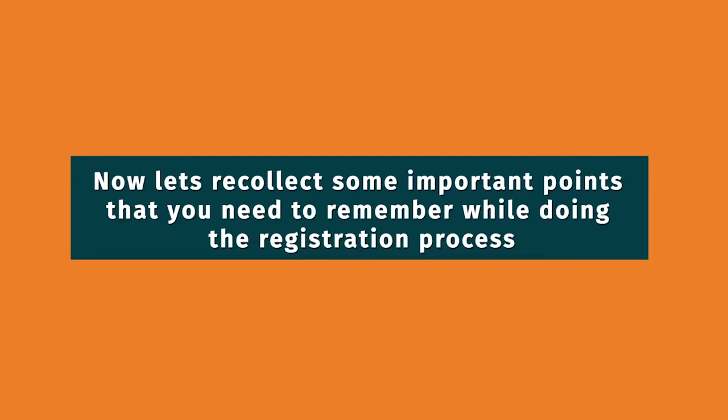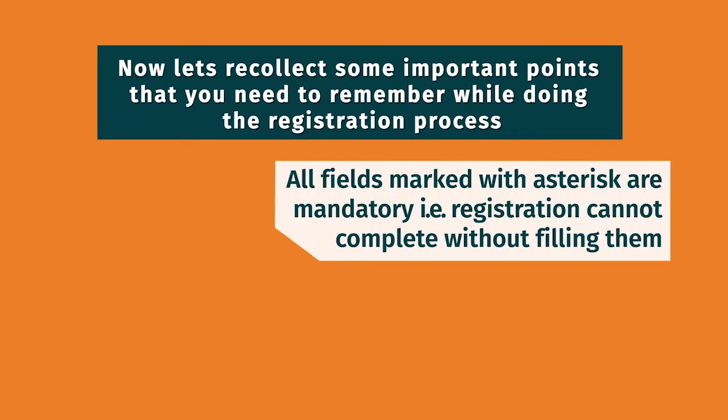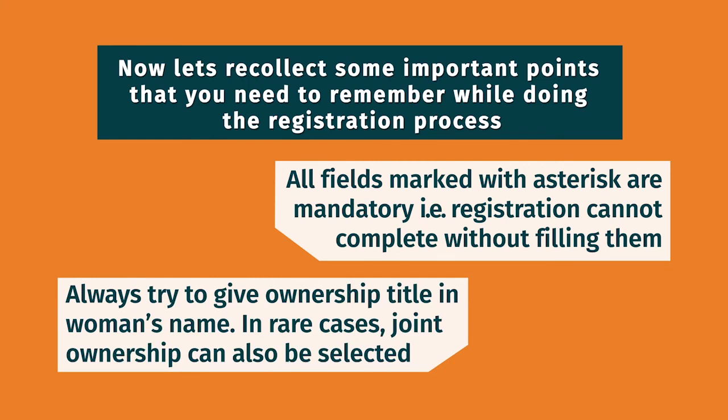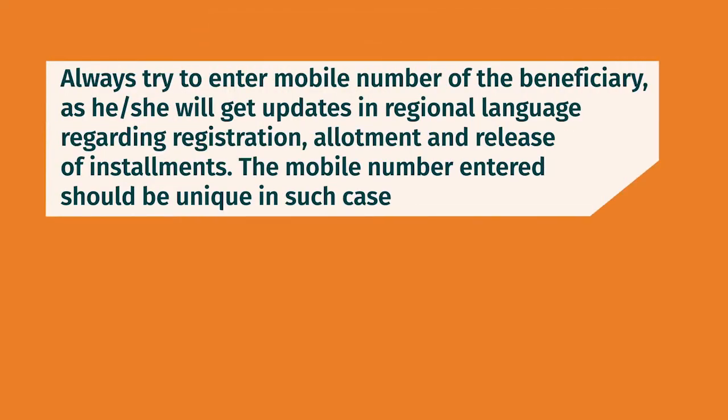Now let's recollect some important points that you need to remember while filling the registration form. In the registration form, all fields marked with asterisk are mandatory. That is, registration cannot complete without filling them. Always try to give ownership title in woman's name. In rare cases, joint ownership can also be selected. Always try to enter mobile number of the beneficiary, as he or she will get updates in regional language regarding registration, allotment and release of installments. The mobile number entered should be unique in such case.